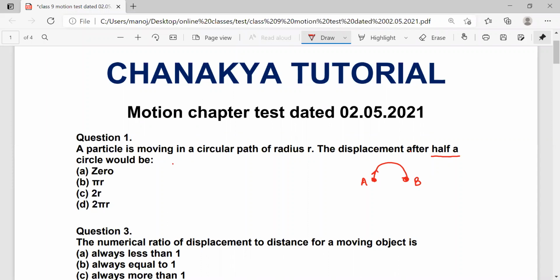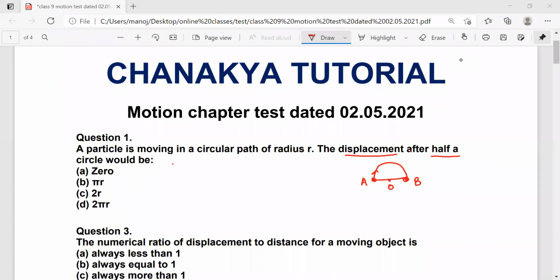If it is a half circle, so you might be aware this is the center, and displacement is what? Displacement is the shortest path length between starting and final. So can we say the displacement would be AOB? Yes, sir. Very good.